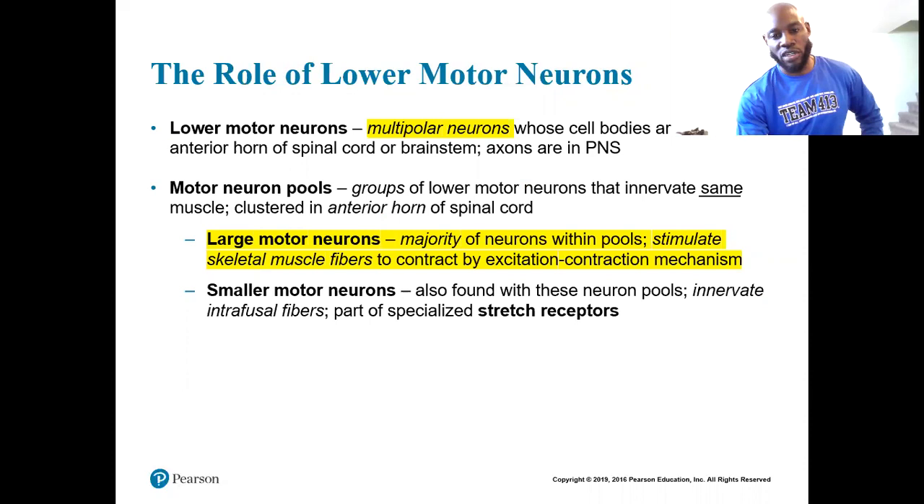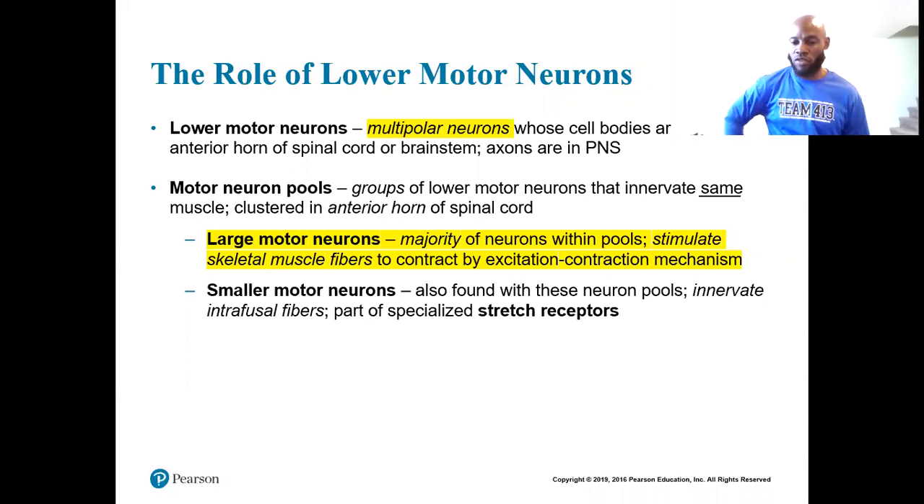Your lower motor neurons, and this would be in your peripheral nervous system, are multipolar neurons whose cell bodies are in either the anterior horn of the spinal cord or the brainstem, and the axons are in the PNS. Then you have motor neuron pools, groups of lower motor neurons that innervate the same muscle. So it's not just one nerve that goes to a muscle. You'll have multiple nerves that go to a muscle. They'll be clustered in the anterior horn. Remember, the anterior horn is where the motor function comes out of your spinal cord.